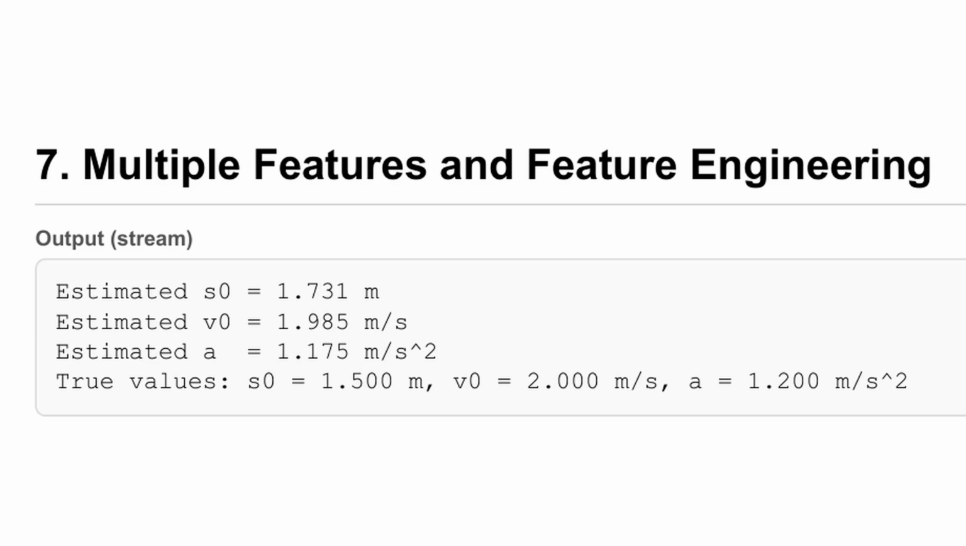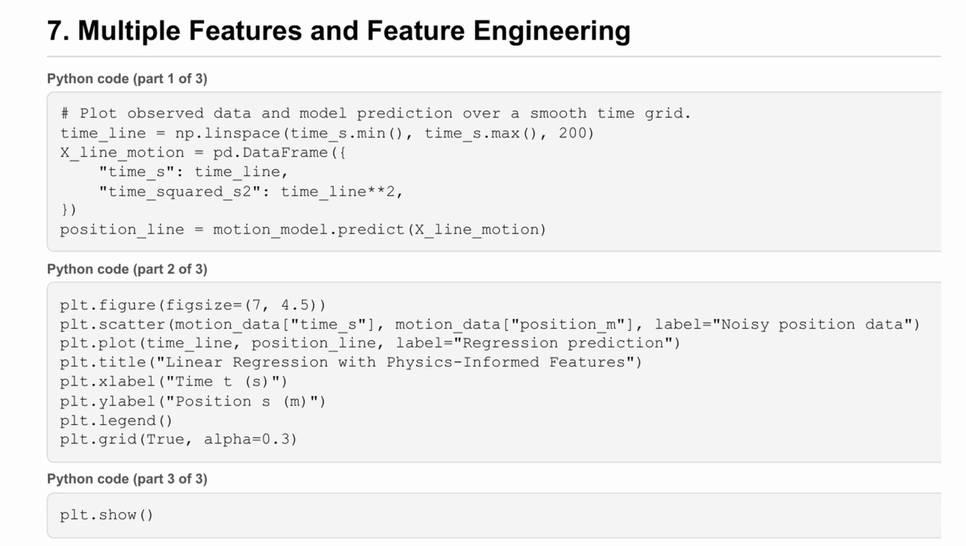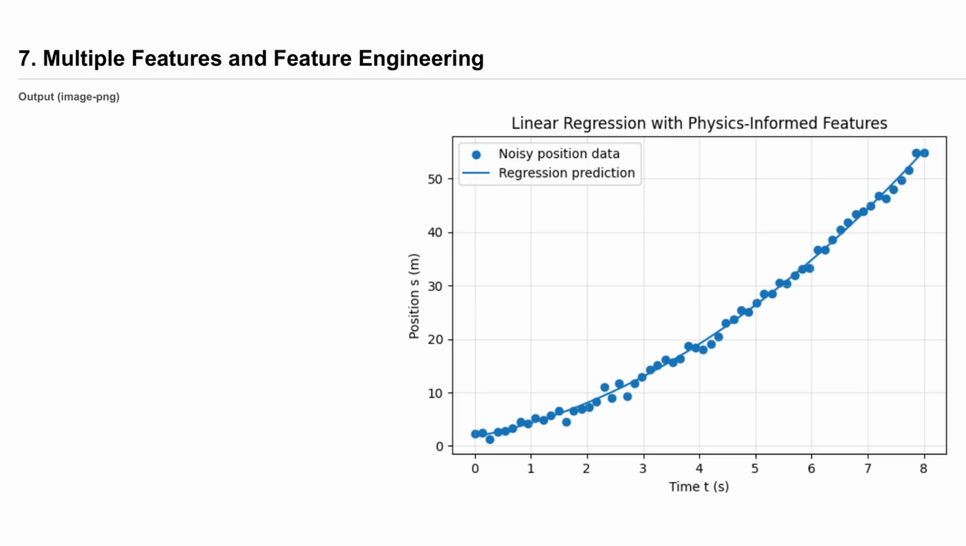The output is very encouraging. The estimated acceleration is 1.175 meters per second squared, compared to the true value of 1.2. The initial position and velocity are also recovered accurately despite the noise. Let us visualize this fit. We create a dense array of time values, compute the corresponding squared times, and ask the model to predict the position. We then plot this smooth prediction curve over our noisy scatter data. The plot shows an excellent fit. Even though we used a linear regression model, providing time squared as a feature allowed it to perfectly map the parabolic curve of accelerated motion.